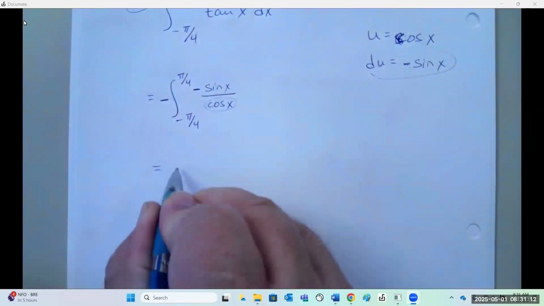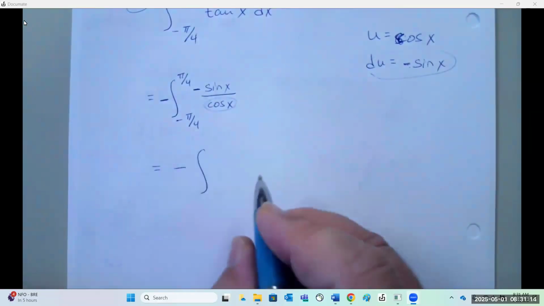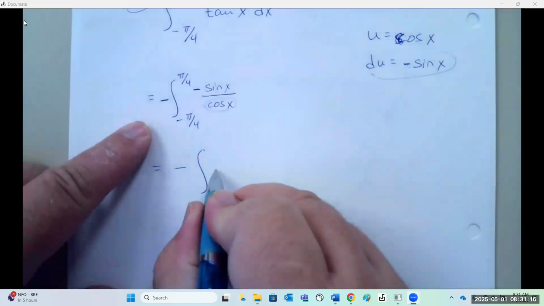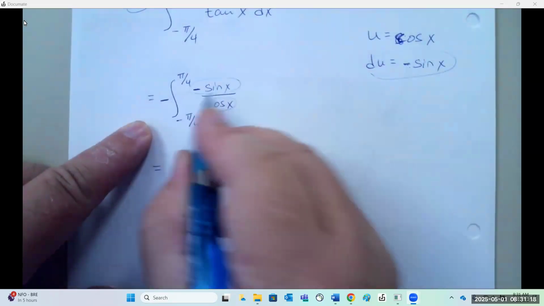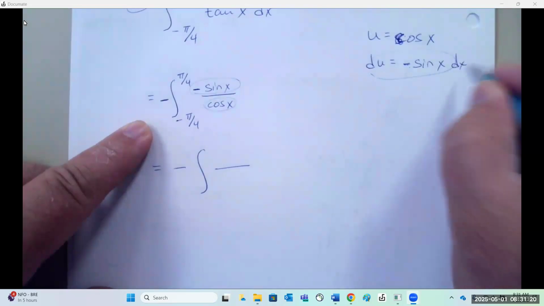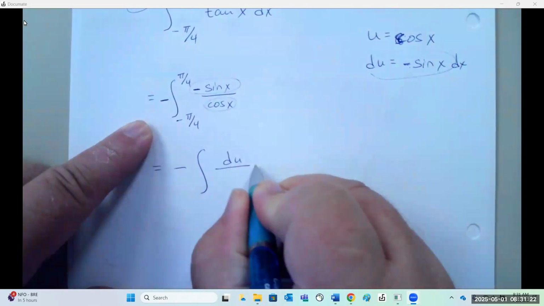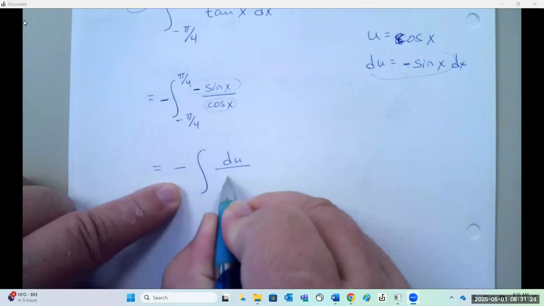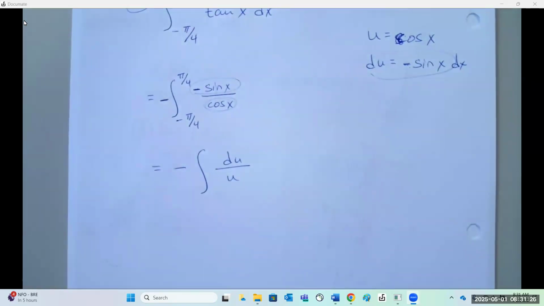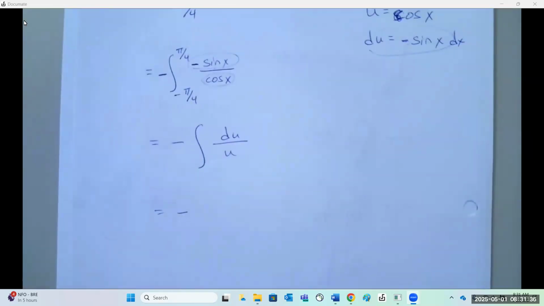So what do we have? We have this top part is du, dx, du over u. What is the integral of du over u? Look at your cheat sheet. What is the integral of du over u?